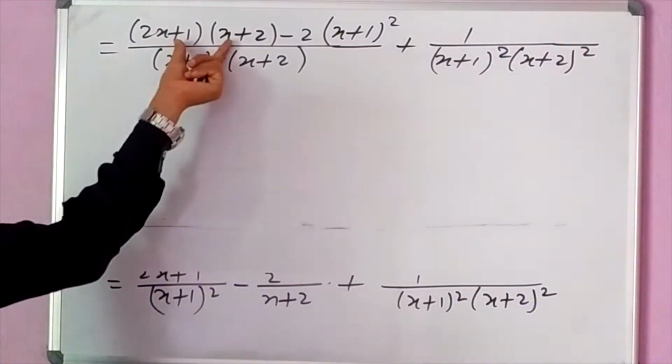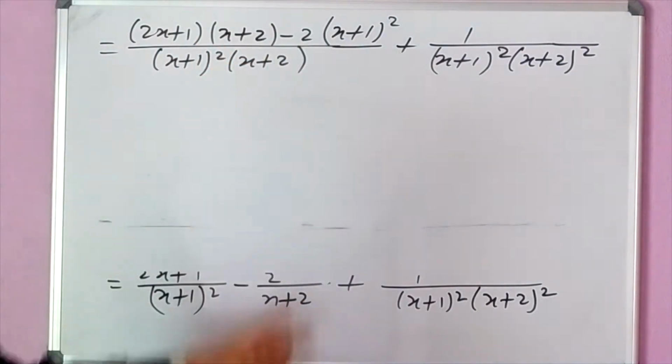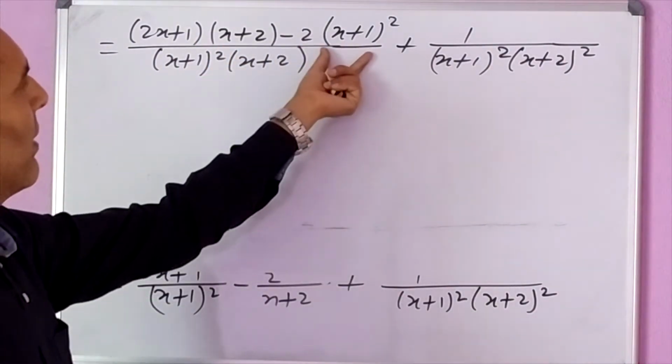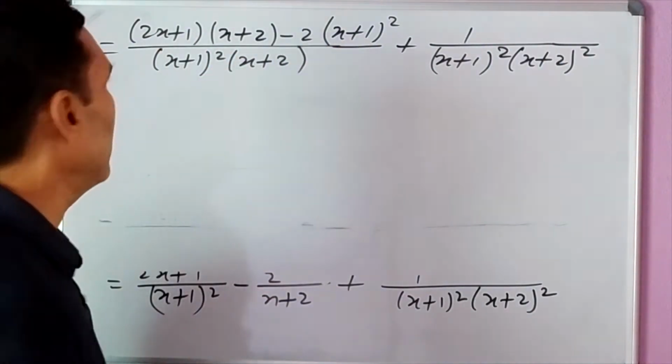Now we multiply these two brackets, x plus 1 and x plus 2. Similarly, these 2 times x plus 1 whole square.